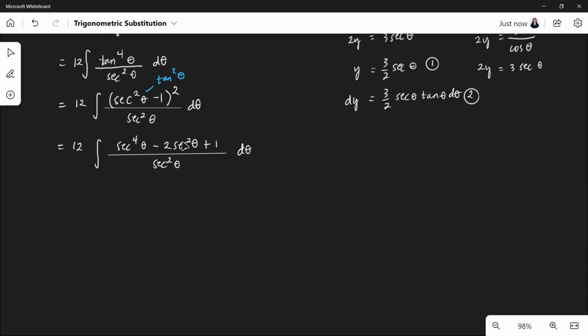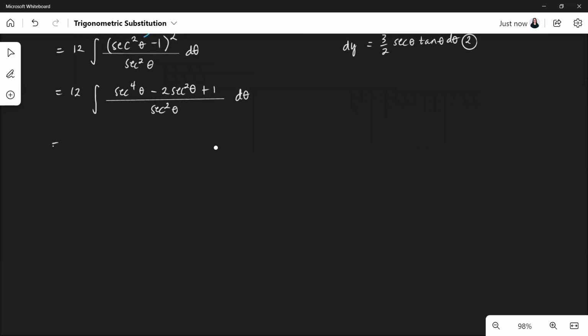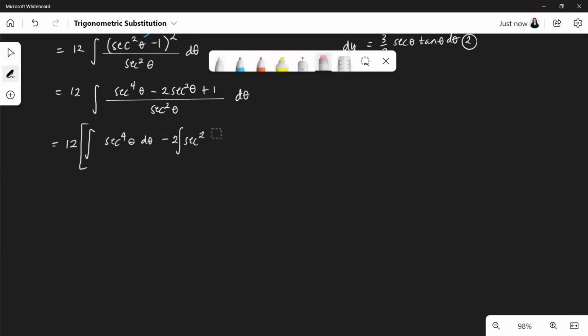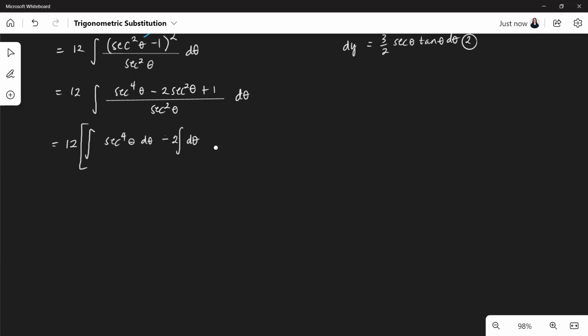So we can divide each term in the numerator by secant squared theta, because the one in the denominator is just a monomial, no? So we can divide each term by secant squared theta. So let me separate the terms ahead. So this is 2 secant squared theta over secant squared theta, that's equal to 2 times 1, d theta.